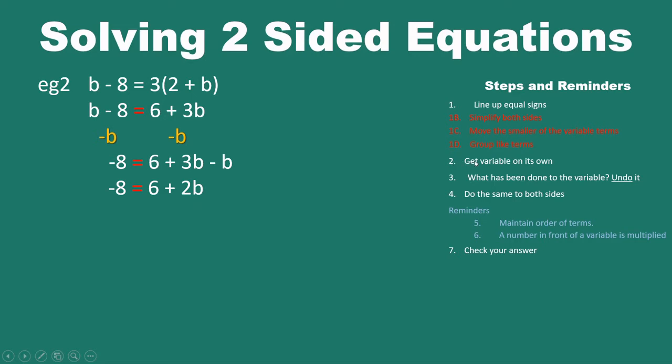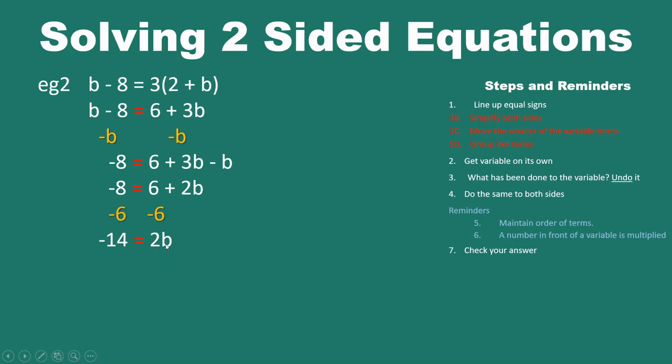Step 2, get the variable on its own. I want that b alone. What's been done to it so I can undo it? The b is being multiplied by 2 and then added to 6. So let's work backwards to undo that. So get rid of the 6 first. The opposite of adding is subtracting. That will get rid of the 6 on this side, leaving just 2b. And on the other side, we'll have negative 8 minus 6. That's negative 14. So negative 14 equals 2b.